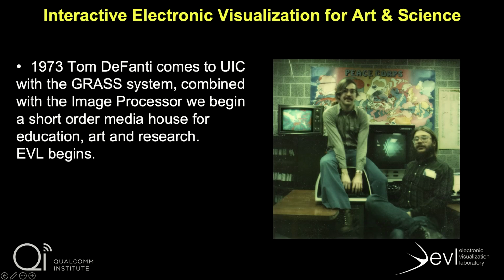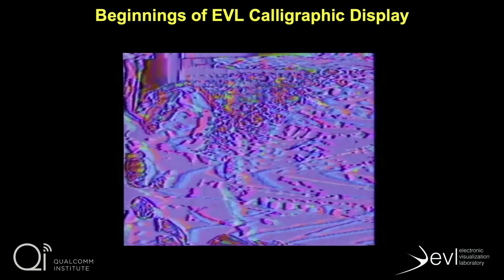In 1973, Tom DeFanti came. And he brought with him the GRASS software system, which took advantage of this holographic display and was designed to be a language that was easy to learn, kind of like BASIC in a sense. It was an interpreter, but it was actually designed to do graphics, so it's something that an art student, for instance, could learn.